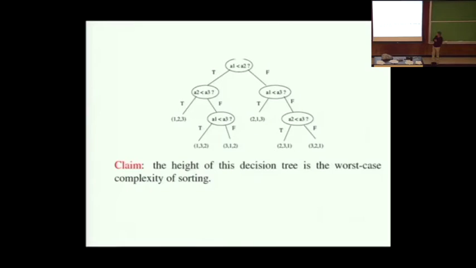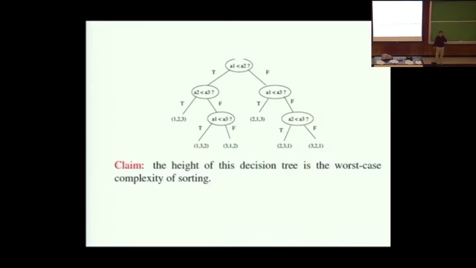So let's say, what do I want to claim here? That if I want to argue that no sorting algorithm can do better than n log n, what I really want to say is it's impossible to build a tree that has as many leaves as sorting requires, whose height is less than n log n. Does everybody kind of get that idea?